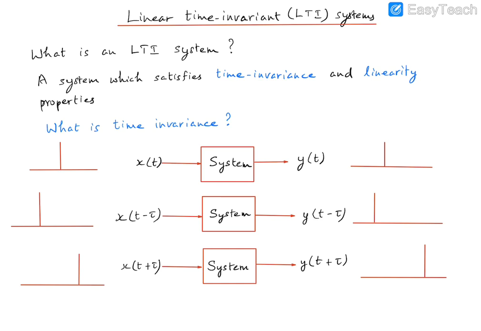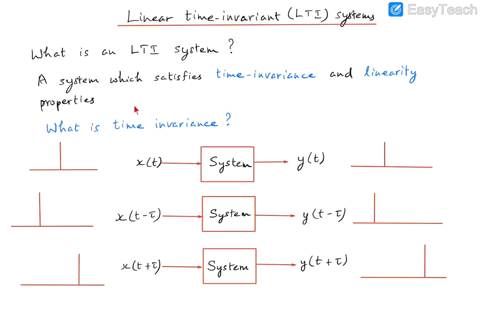So let's dive into the topic. What is an LTI system, a linear time invariant system? It is a system which satisfies two properties. The first property is called the time invariance property, and the second is called the linearity property. So any system that satisfies these two properties, that is time invariance and linearity, is called a linear time invariant system. So let us first see what is time invariance.